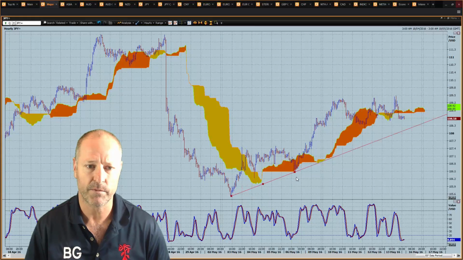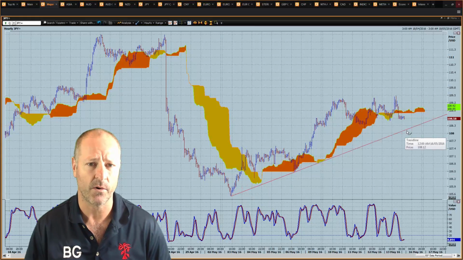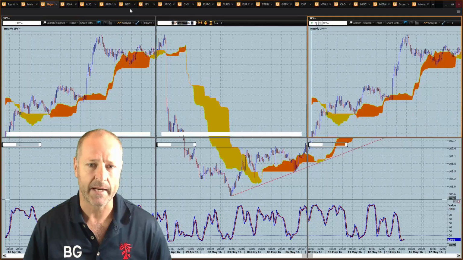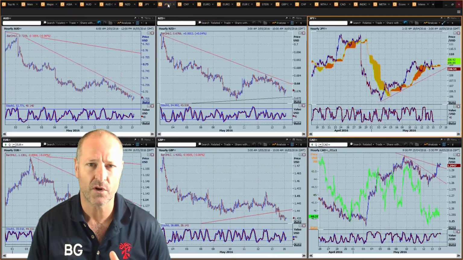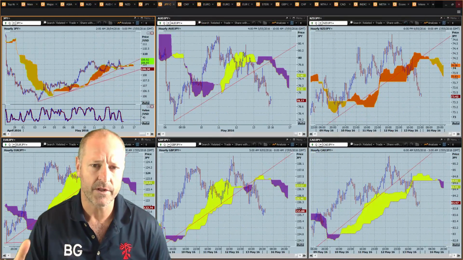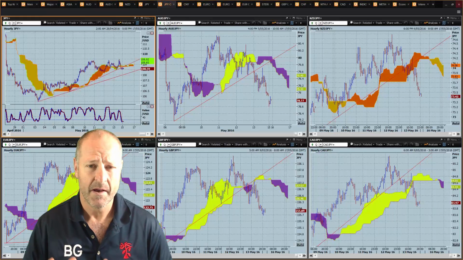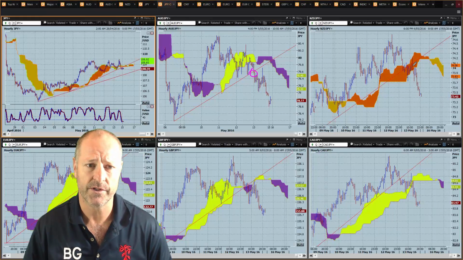Okay, I know we've got some key UK data all week, but the Bank of Japan is still lurking. Now, the market's gone a little bit quiet on the Bank of Japan. I know we've got the G7 coming up at the end of the week, but these yen crosses and dollar yen are still the major focus.